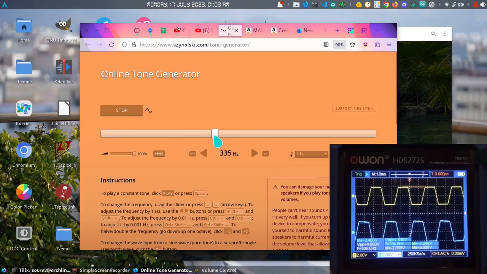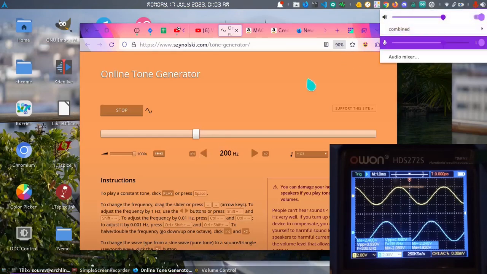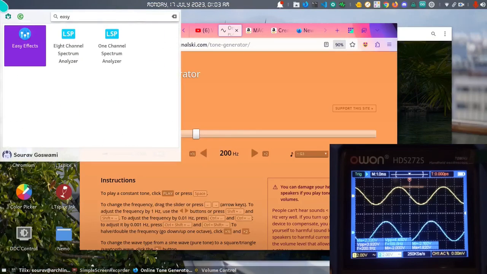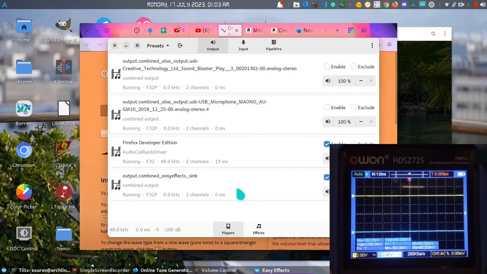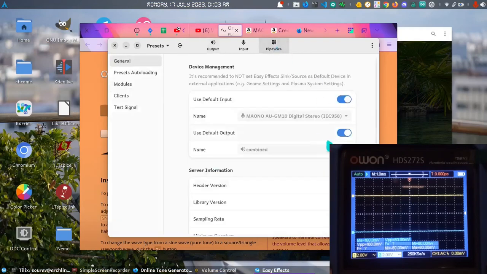Let's now explore what happens if you do this with the EasyEffects sound effect. We will ramp up the bass or something like that, and we will explore what happens here. If we open our EasyEffects software, you can see that we have this Firefox running, and the output is the combined EasyEffects sink. But there's a problem. If I go to the effects, we have the bass enhancer, and if I turn it off, you can see that we have pretty much no output. If I turn it on, we still have no output. So we have to sacrifice something.